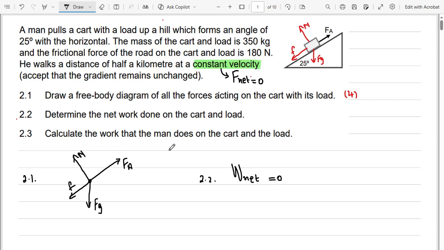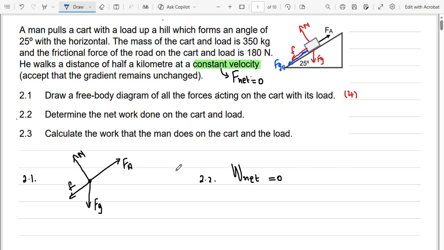Right, 2.3, calculate the work that the man does on the cart and the load. So they just want you to calculate the work that is done by the applied force. I'm just going to give you a quick tip. If they want the work that is done by the applied force, you need to indicate all the forces that are doing work on that object. There is one force that we did not include on the free body diagram because it is a component force. Most of the time when we do the component force, we don't include it. The force is your Fg parallel, which always acts down.